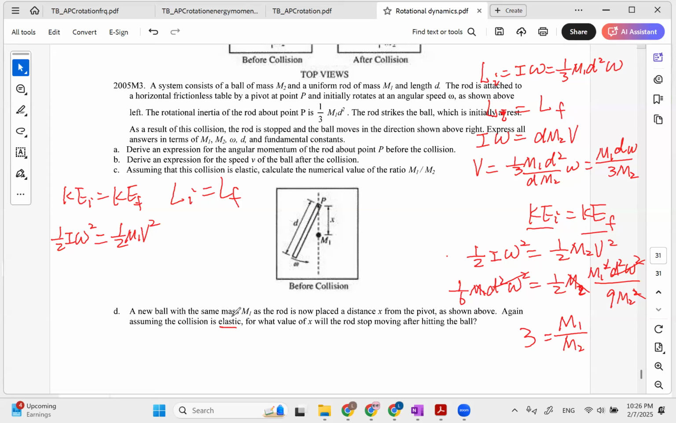Now, Jameson, the angular momentum conservation, how do you set up? Initial equals final. So it will be I omega equals x M1 V. And then you can plug in, right? So I is 1/3 M1 D squared.